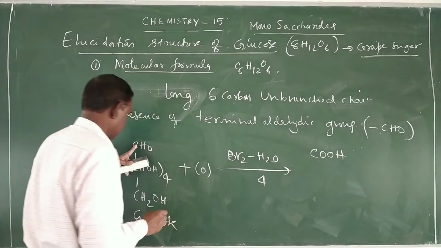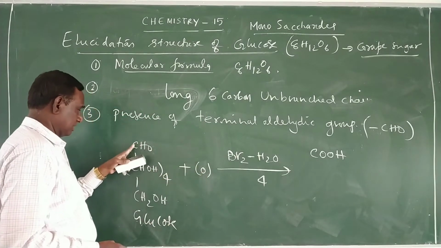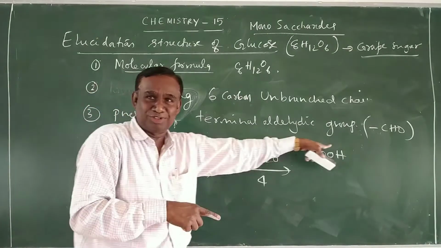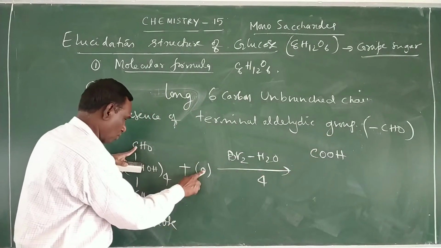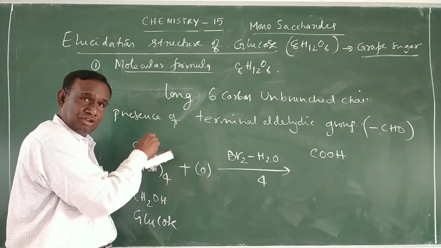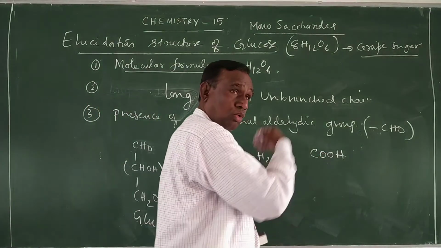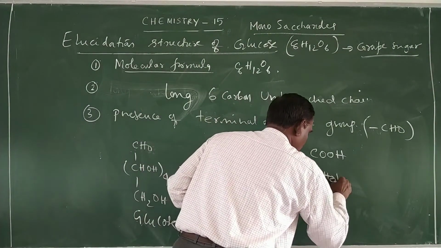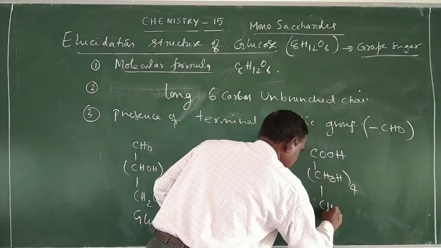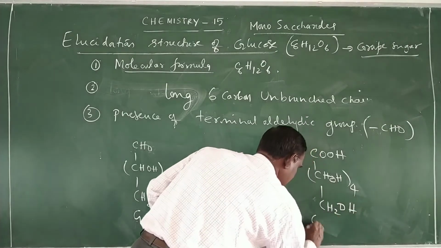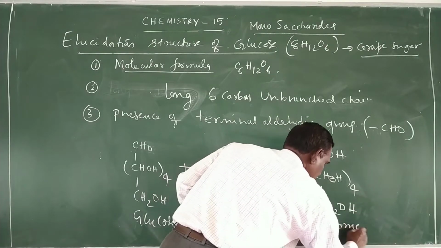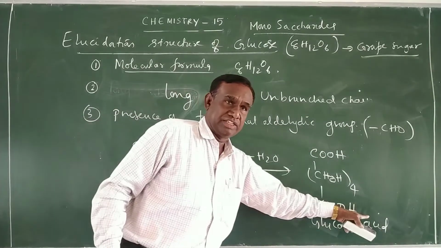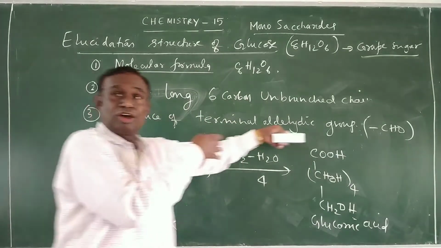Here COOH, with the oxygen atoms written between C and H. You will be getting gluconic acid. The remaining part is written as it is: CHOH four times, single bond, CH2OH. So this compound is called gluconic acid. That means glucose undergoes oxidation giving gluconic acid, such that the aldehyde group is oxidized to a carboxylic group.